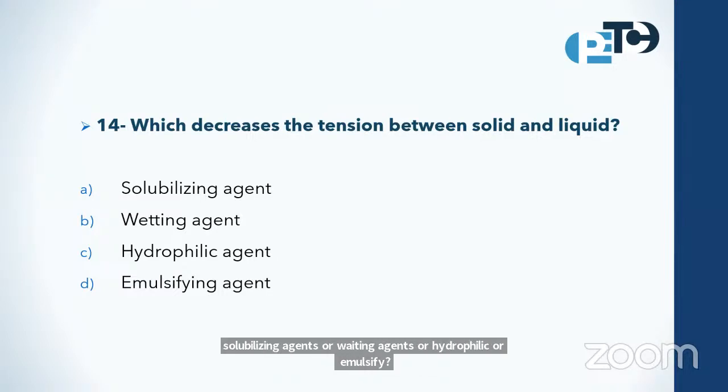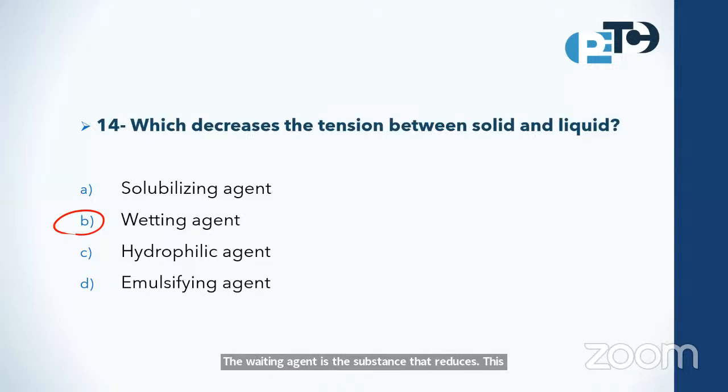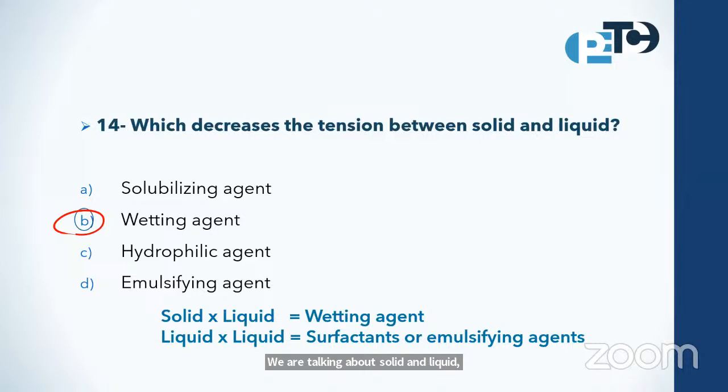Here, the tension between solid and liquid is called interfacial tension. It is the force per unit length that acts along the interface between the solid and liquid. It depends on cohesive forces within each phase and the adhesive forces between the phases. The wetting agent is the substance that reduces this tension. When we are talking about solid and liquid, it's called a wetting agent, while when we are talking about liquid and liquid, it's called either an emulsifying agent or a surfactant.